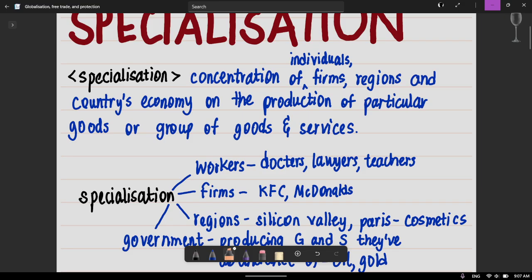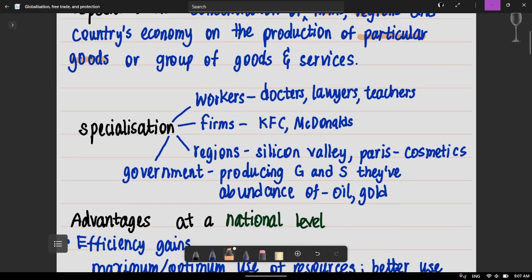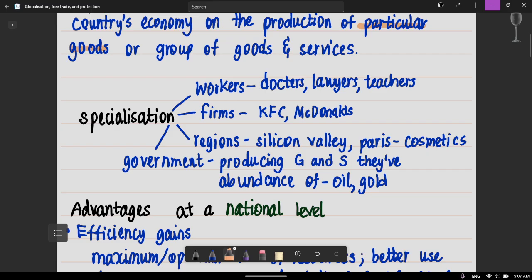Specialization is the concentration of individuals, firms, regions, and/or countries' economies on the production of particular goods or groups of goods and services. Now, let's look at some examples. Workers specialize in the work that they do, for example, doctors, lawyers, and teachers.